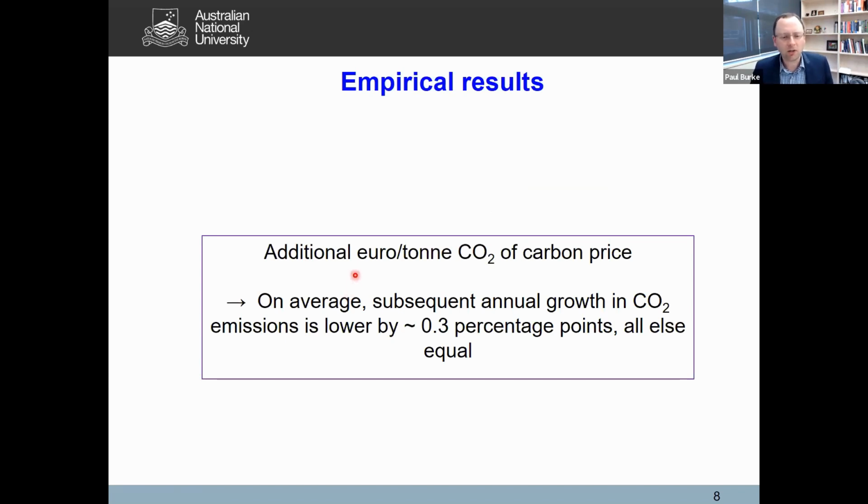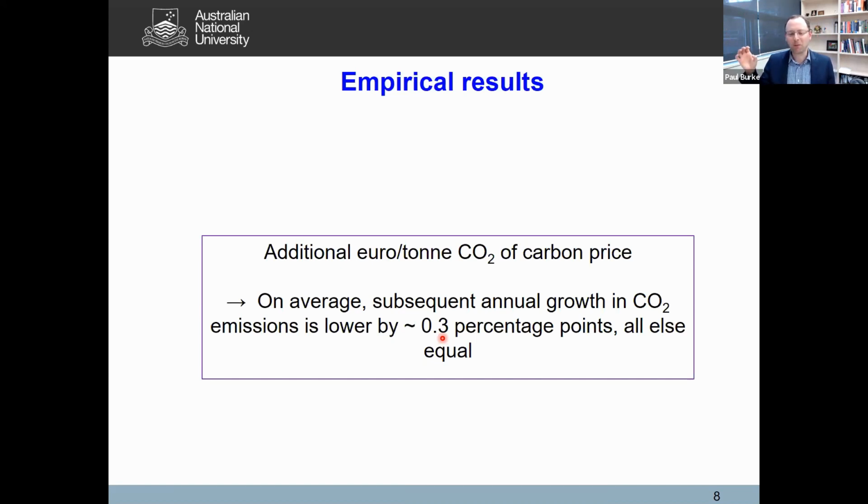We're not using US dollars in this analysis, we're actually using euro. And we find an additional euro per ton CO2 of carbon price, on average, leads to a reduction in the annual growth rate of CO2 emissions of about 0.3 percentage points. So what that means is, and we should just be applying this result to relatively small changes in carbon price rather than a huge big one. But if, for example, you go from a carbon price of 5 euros per ton CO2 to 6 euros, then we'd expect that to be dragging down your emissions growth rate by about 0.3 percentage points.